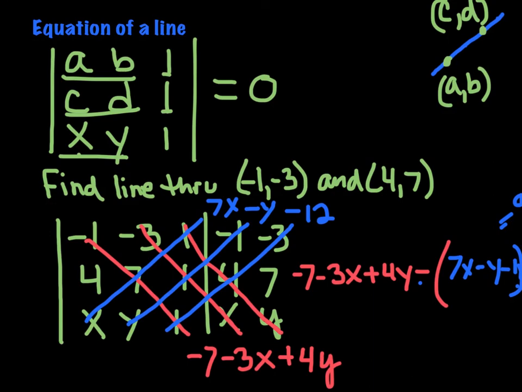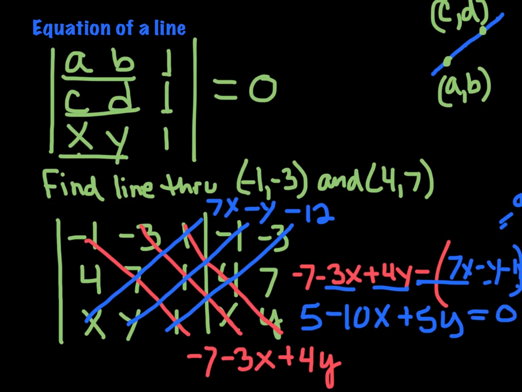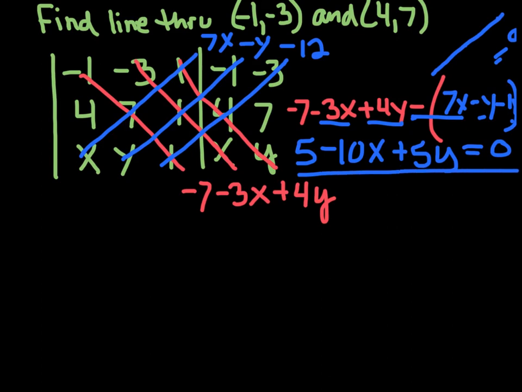Yeah, I lied. It's -7 and a positive 12 because minus times minus is plus, so that gives me 5. And I have -3x minus 7x is minus 10x. And I have 4y minus -y would be plus y, so plus 5y equals 0. And I'm running out of space, so let me scoot this up a bit. Alright, I've got 5 minus 10x plus 5y equals 0.